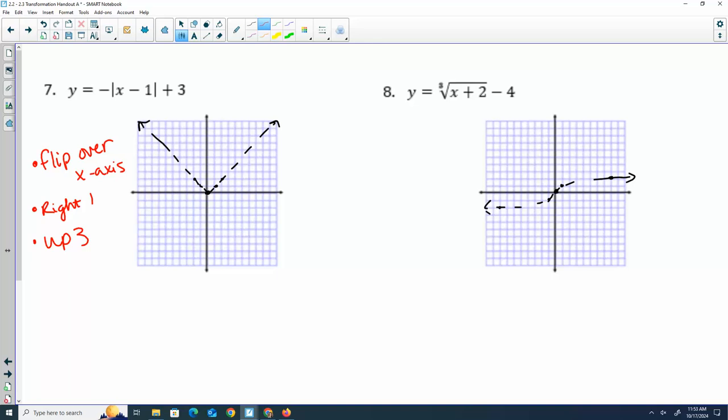Okay, so if I take 0, 0 and flip it, it doesn't go anywhere. Right 1, up 3. If I take 1, 1 and flip it, it goes 1, negative 1, right 1, up 3. If I take negative 1, 1 and flip it, it goes negative 1, negative 1, right 1, up 3. You can do more points if you want. We should get a graph that looks like this. Did you guys all get that one?